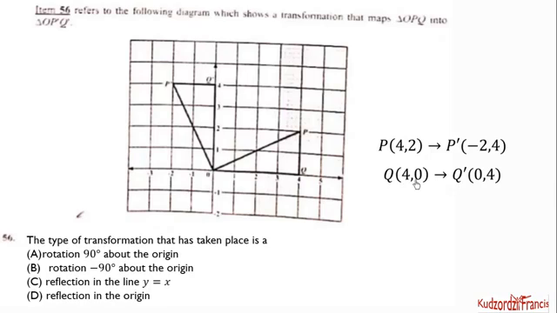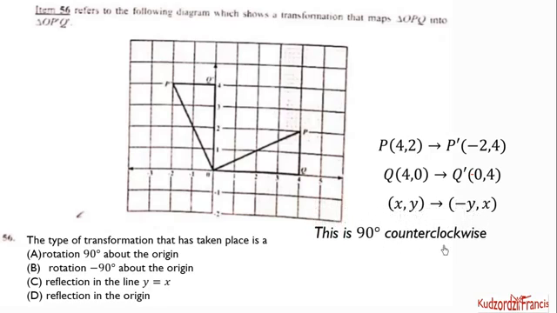Q and Q prime: 4, 0. It has swapped and this one is negated. You know, negative 0 is the same as 0. So in general this is the mapping, and we know this mapping in transformation refers to a 90 degrees counterclockwise rotation about the origin, or it is also referred to as the negative 90 degrees rotation about the origin. So the correct answer is option B.